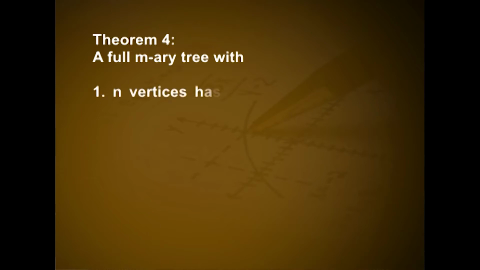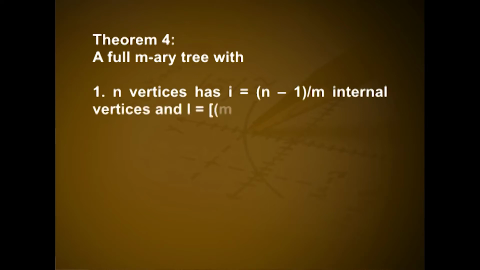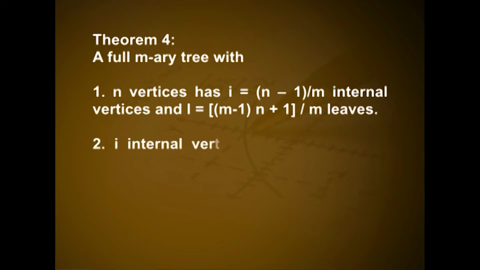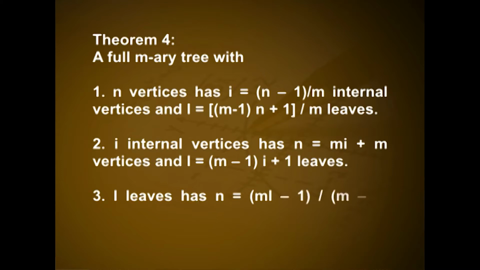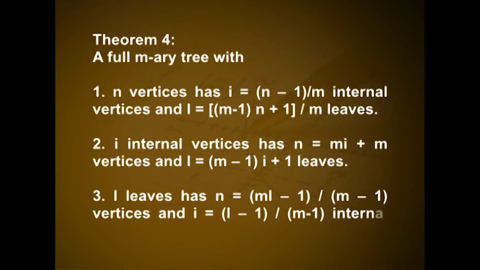Theorem 4. A full m-ary tree with n vertices has i equal to n minus 1 by m internal vertices and l equal to m minus 1 into n plus 1 by m leaves. A full m-ary tree with i internal vertices has n equal to mi plus 1 vertices and l equal to m minus 1 into i plus 1 leaves. And a full m-ary tree with l leaves has n equal to ml minus 1 by m minus 1 vertices and i equal to l minus 1 by m minus 1 internal vertices. The proof is like this.